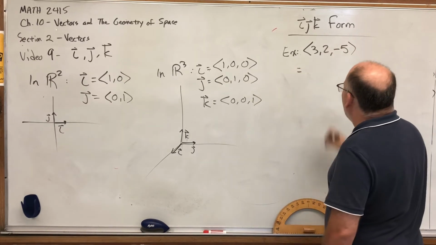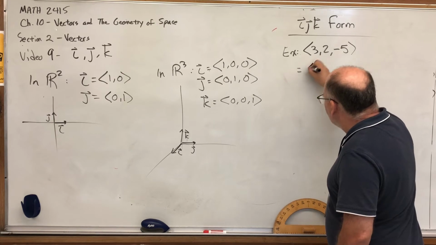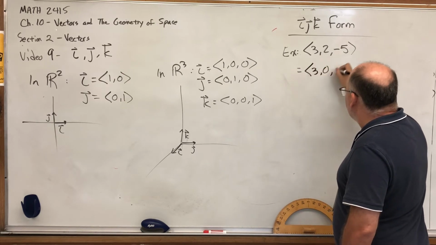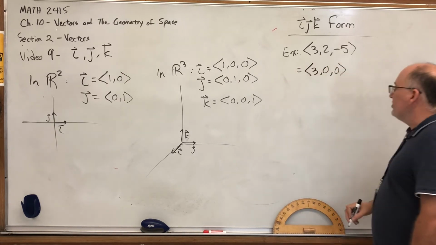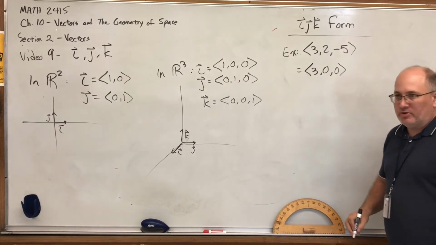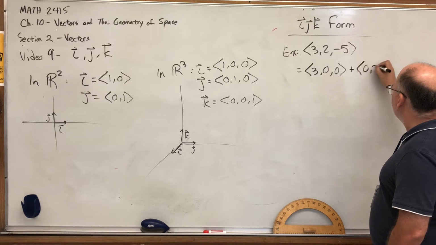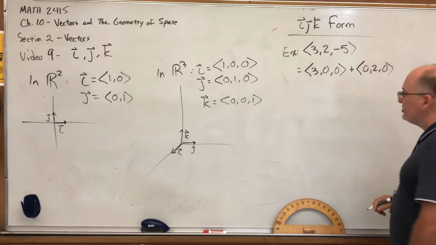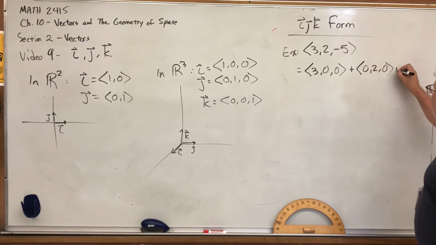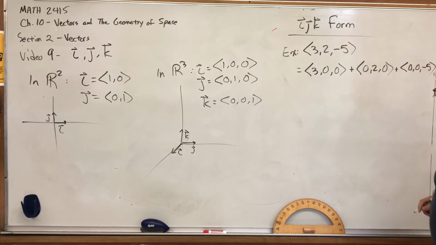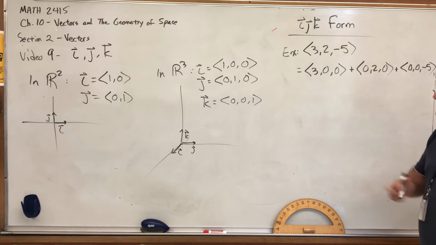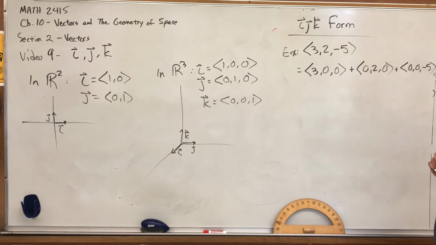We're going to break it down by writing it as the sum of 3 vectors. The first vector is (3, 0, 0). In other words, it captures the first component only. The second vector will be (0, 2, 0), so it captures the second component only. And the third vector is (0, 0, -5), so it captures the third component only. Think of them as displacements in the x, y, and z directions.